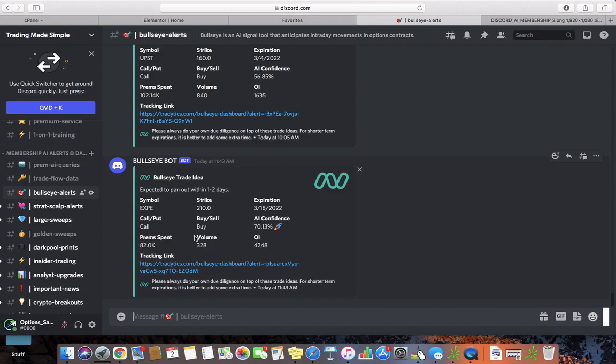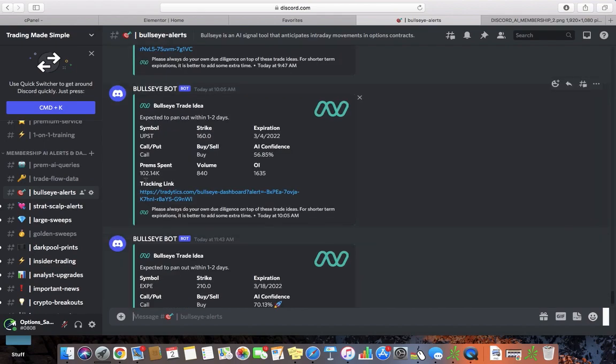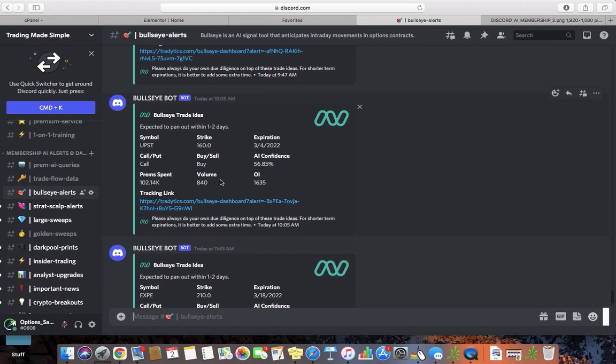So here's a call buying 210 strike price, Expedia, 3/18 of 2022 is the expiration. And $82,000 have come in for this one trade. Here's $102,000, call buy 160 for the end of this week. Upstart, I think is what it's called. And so here again, this is what the tool does, very easy to read.